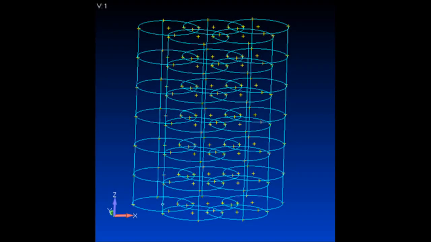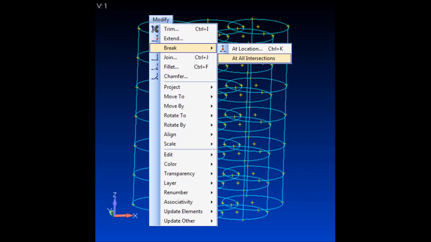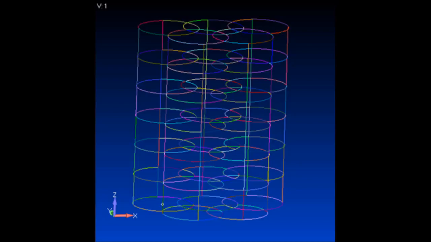The Modify Break command allows all instances of geometry curve intersections to be split automatically in one single command. Select the At All Intersections option in the Modify Break menu, and all intersected curves will be split automatically. This command greatly facilitates the task of splitting intersected geometry, particularly if the geometry model contains many such intersections.